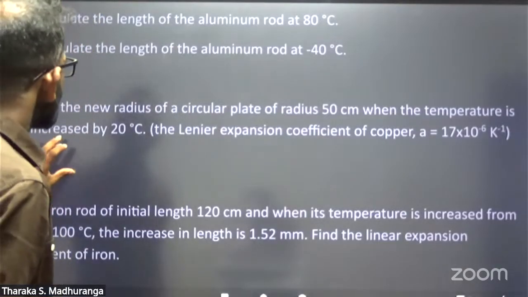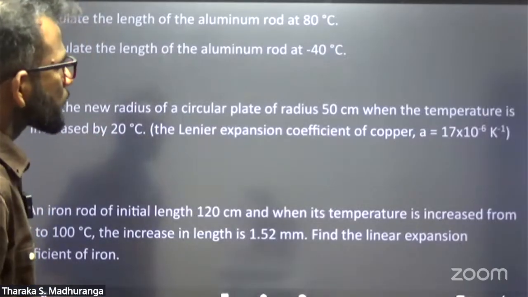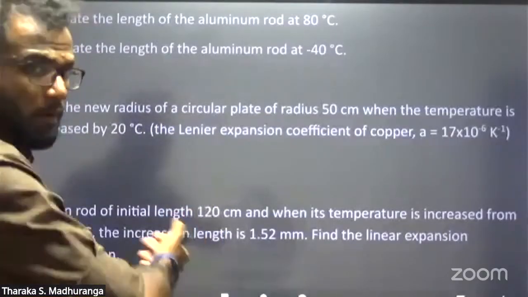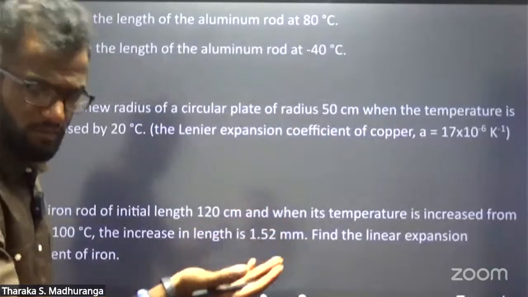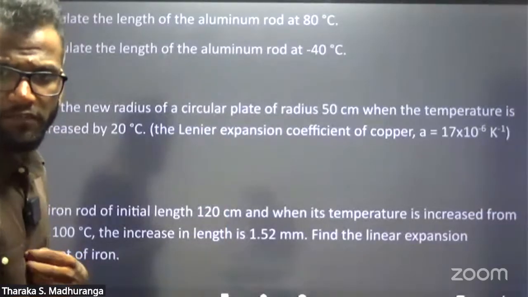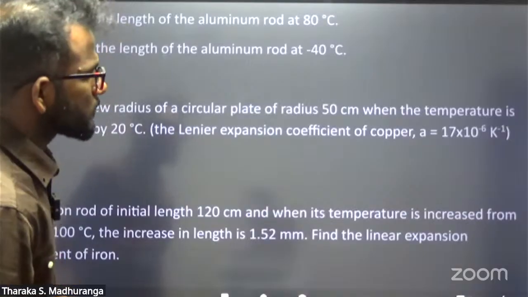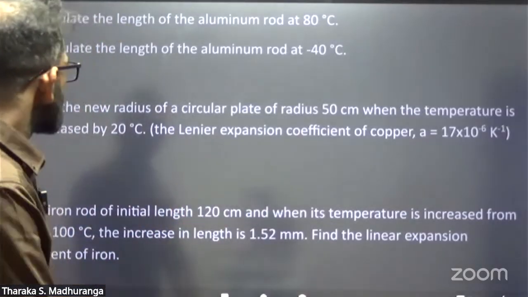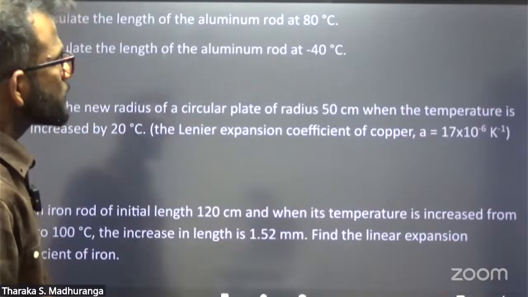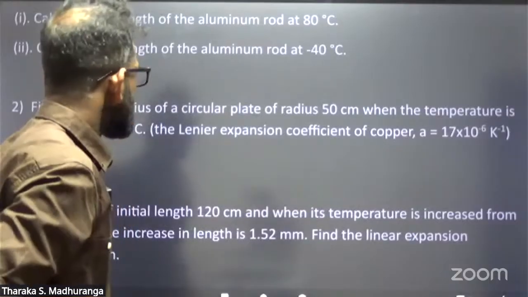Okay, what is question 2 asking? Find the new radius of a circular plate of radius 50 centimeters when the temperature is increased by 20 Celsius. By 20 Celsius means the temperature difference is 20 Celsius. The linear expansion coefficient of copper is given. It's a copper plate. Initially, the radius is 50 centimeters, and the temperature is increased by 20 Celsius.